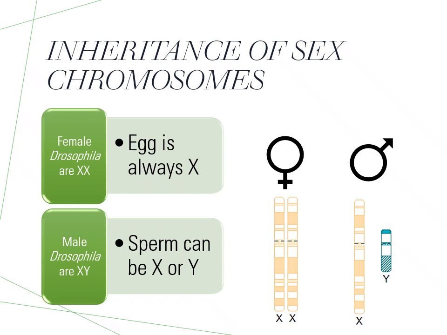Now, in order to understand what happened in Morgan's experiment, we have to make a quick mention of sex determination and chromosome inheritance. Drosophila females carry 2 X chromosomes, so every egg must donate an X chromosome to the offspring. The males are XY, so the sperm can carry either an X or a Y chromosome.